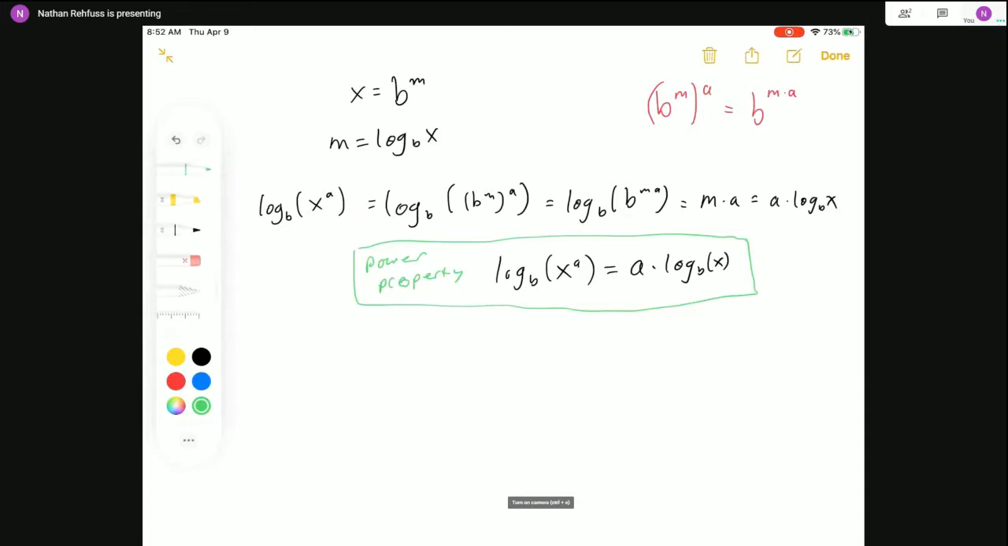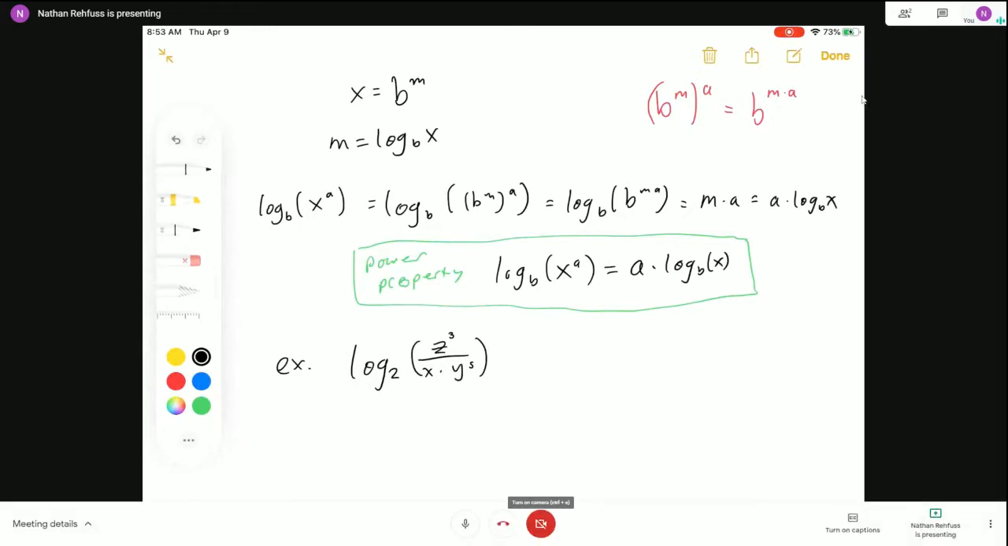what this lets us do is a couple of really fun problem types. Oh, this is good, because now I can do combined problems with the first 3 properties. This is really good. So these are the kinds of problems you will definitely see on tests and finals. If I had the log base 2 of, how about z to the power of 3 up top, and x and a y to the power of 5 down below. And I want to simplify this as much as possible.